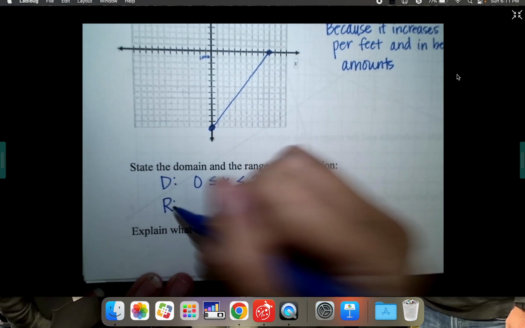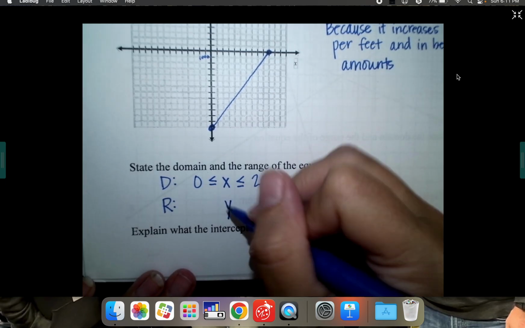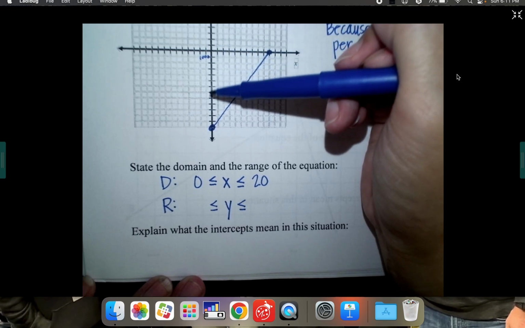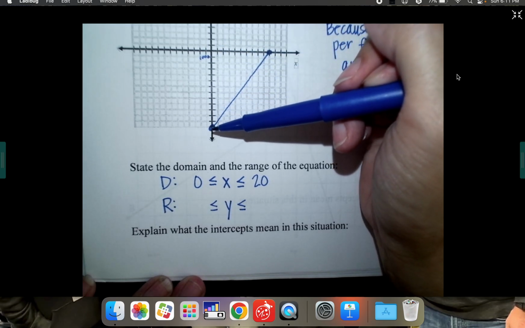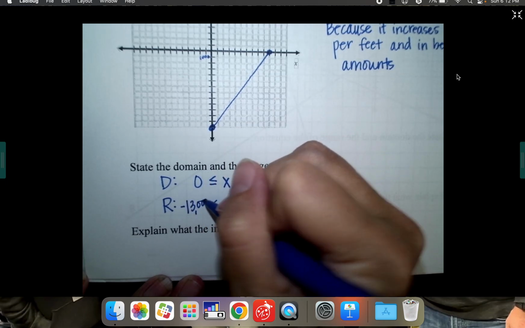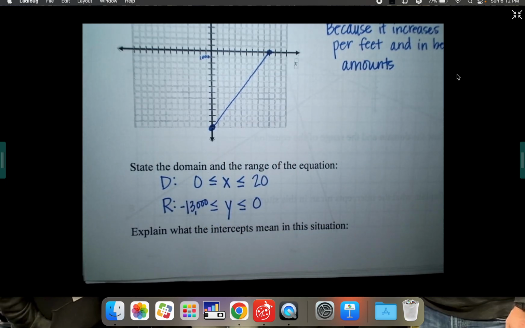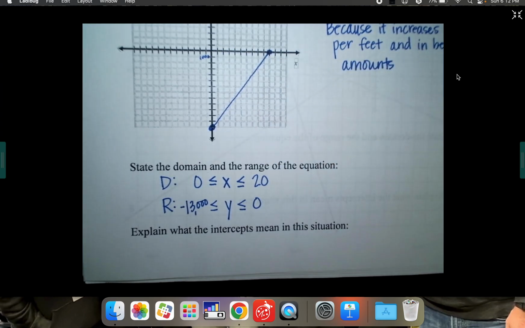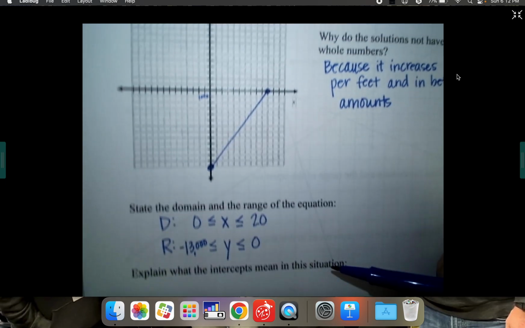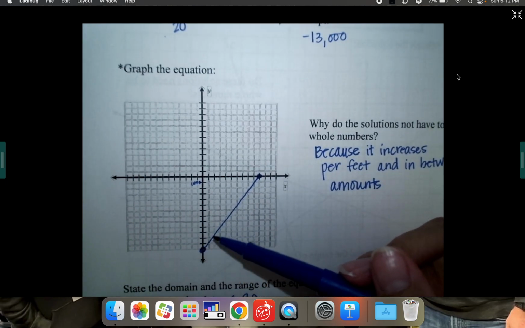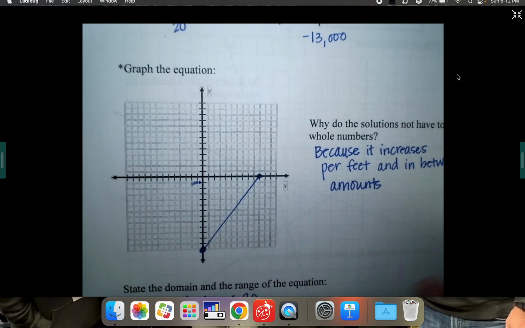The range is going to be your y-axis, so let's look. That is from 0 down to 13,000. So it's below at negative 13,000, and it goes up to as great as 0, because once it hits the surface, the sea level, it's done. We have already kind of talked about what the intercepts mean, so I hope it makes sense. This is how low you are, and this is where you're ascending to get to the surface.